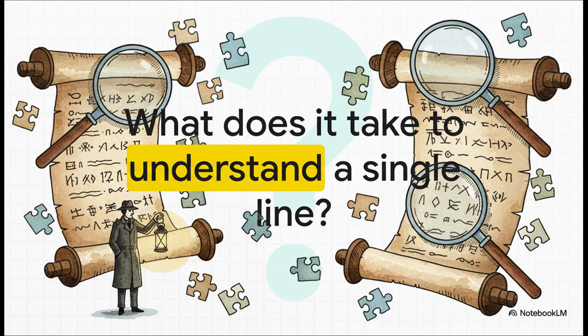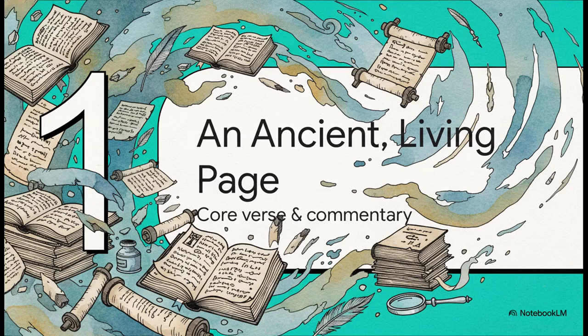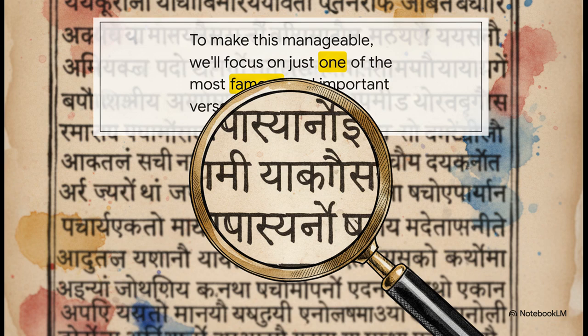We're going to treat this like a puzzle, a detective story that we can solve together, piece by piece. First things first, we've got to understand what we're looking at. This isn't just a static block of text. It's actually a dynamic conversation, basically frozen in time. You've got a core verse at its heart, and then all around it are these layers of commentary, written by scholars, sometimes centuries later. Now, to keep this from getting overwhelming, we're not going to try to decode the whole page at once. Nope. We're going to zoom way in on just one of its most famous and important verses. Let's isolate our first piece of evidence.